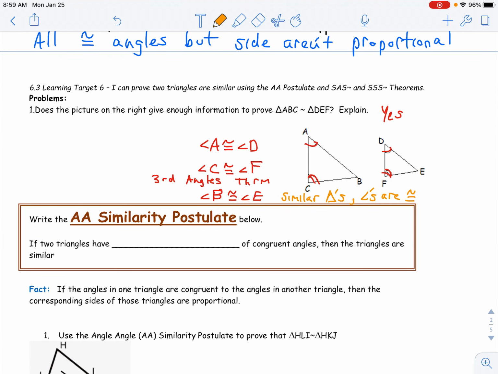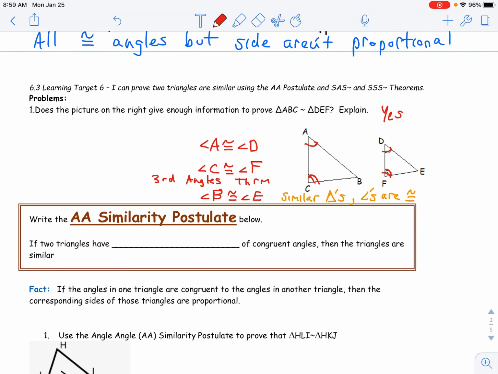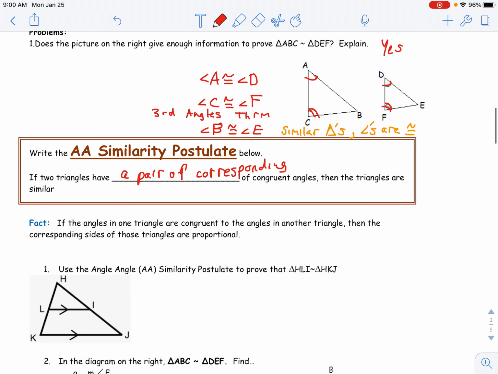And that brings us into our first postulate slash theorem, right? The angle similarity postulate below. So again, what's the bare minimum information we need to know that two triangles are similar? Well, do they have two pairs, or a pair of corresponding angles that are congruent? If two triangles have two pairs of corresponding congruent angles, then the triangles are similar. Sweet.